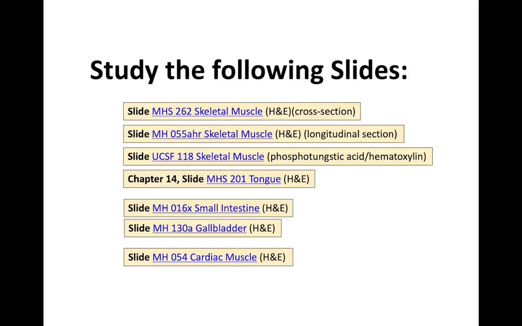That's all about today's lab session. We have covered these slides. I encourage you to study these slides and practice identifying structures. And good luck on your assignment. See you next time.